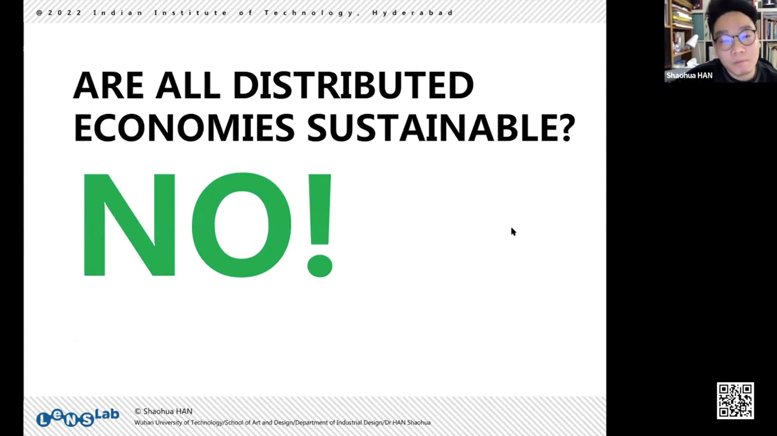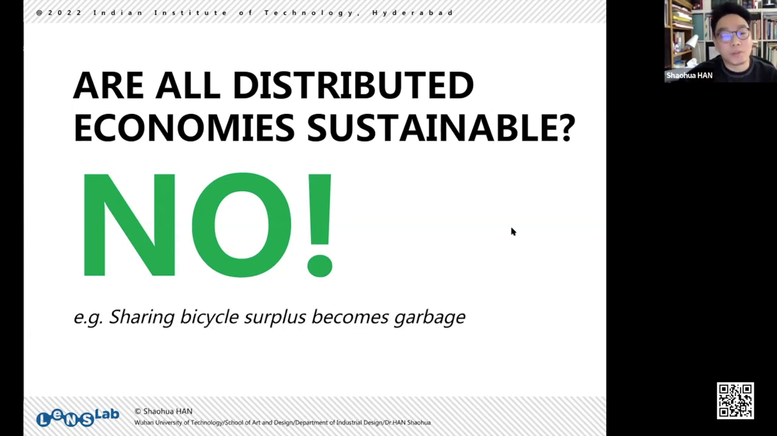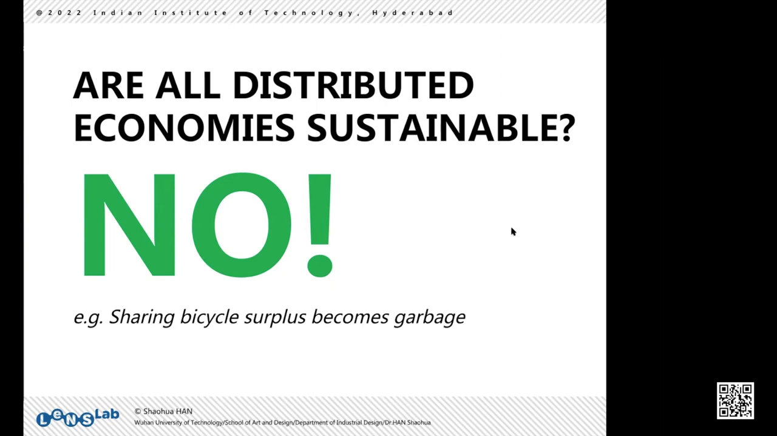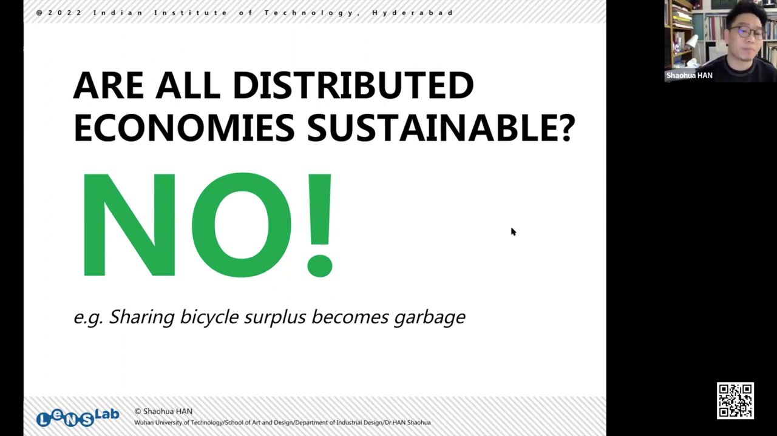So, are all distributed economies sustainable? No, definitely no. Maybe in India or even in China there are shared bicycles. I think in India there are also many sharing business models, like sharing bicycles, umbrellas, cars, even sharing horses. In China, they want to make everything a sharing business. But in China now, the sharing bicycle was convenient for people in the beginning, but now there are too many sharing bicycles in the cities, even in the villages. This surplus becomes garbage. So not all distributed economy is sustainable.